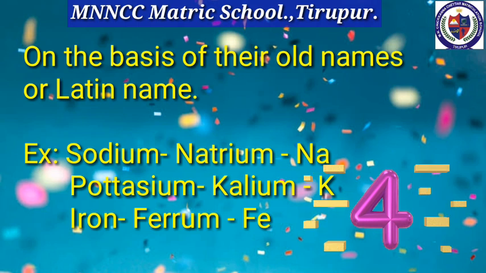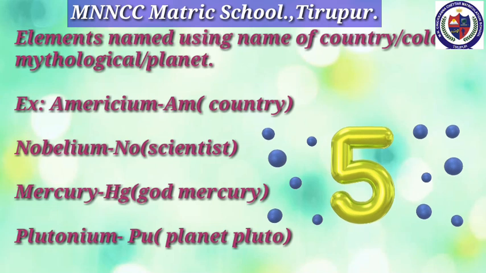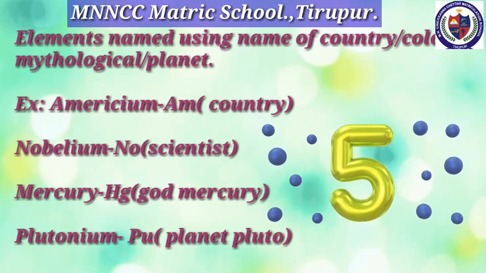Potassium is derived from the Latin name kalium, the symbol is K. And iron is derived from the Latin name ferrum, the symbol is Fe. Number 5. Some elements are named using the name of a country, scientist, color, mythological character and planet.